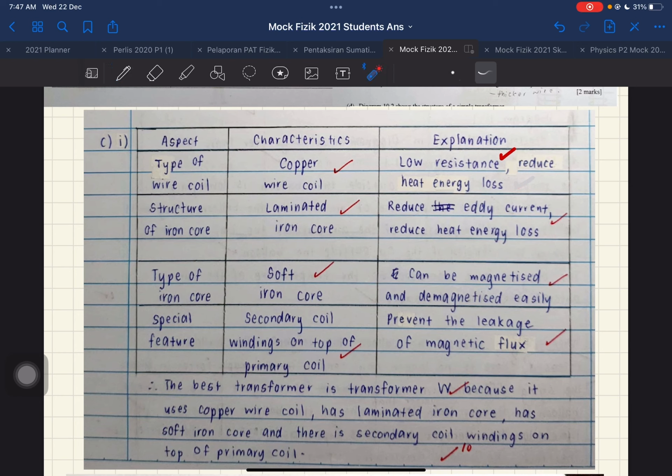So you see, the aspect: type of wire coil, structure of the core, not the iron core, structure of the core, and then type of core. No need to write iron here, just structure of core. I can just delete this one, this one also no need. Okay, type of wire coil, structure of core, type of core, and then special feature.